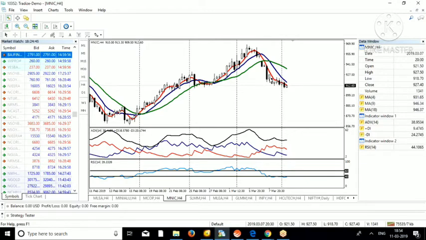So at 9 p.m. in the 4-hour chart, there was a confirmed sell signal because MA9 crossed below MA18. First, a selling alert will always come once MA4 crosses below MA9 and 18. Then a confirmed sell signal will come once MA9 crosses below MA18. That's a confirmed sell signal.